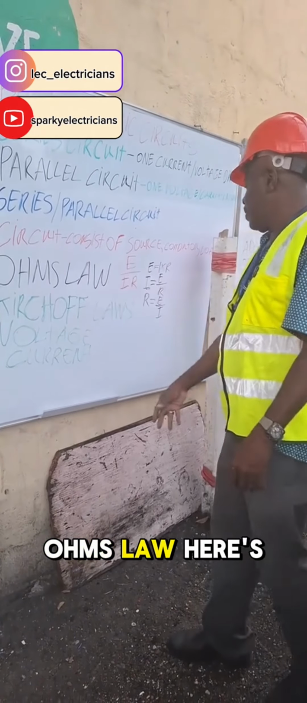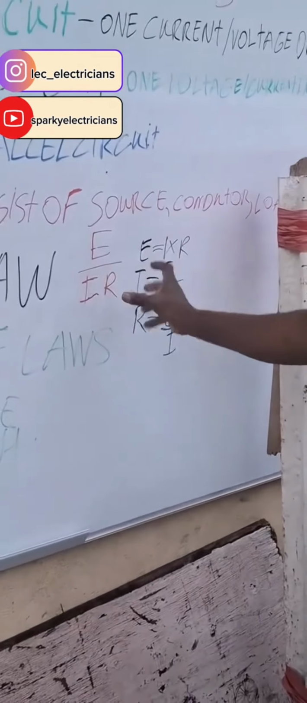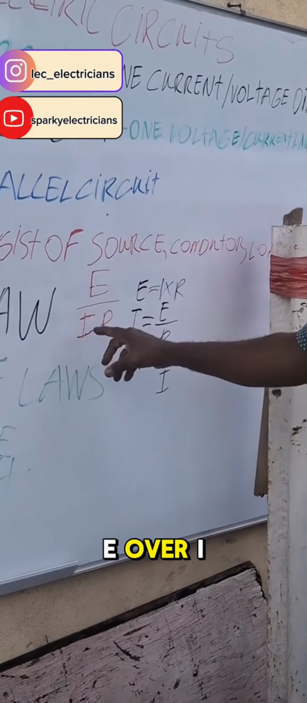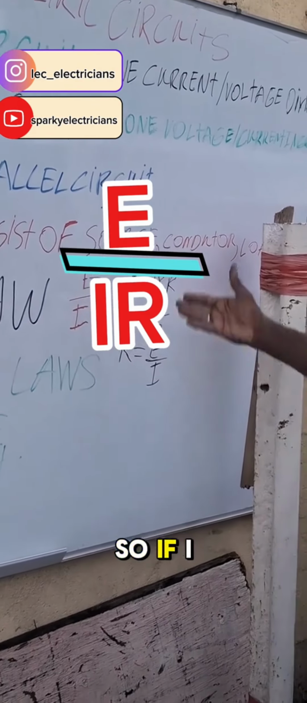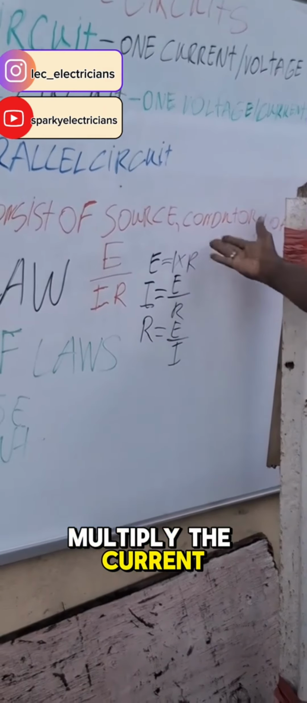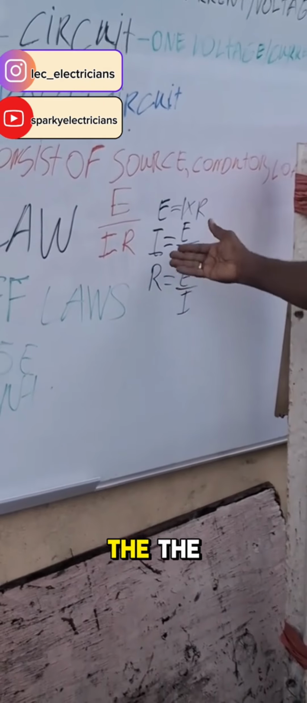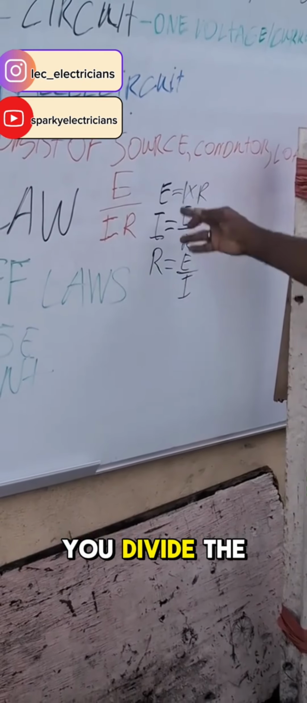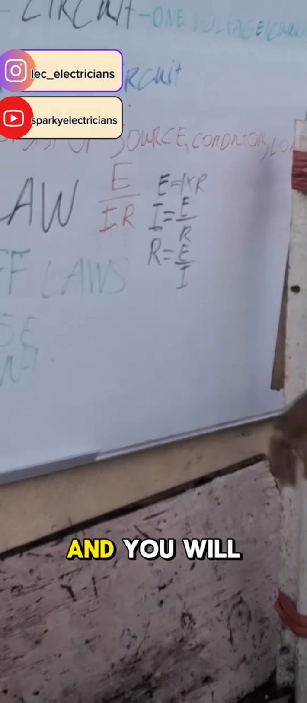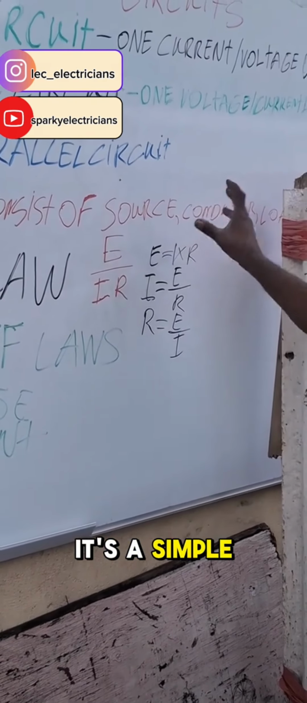And here's Ohm's law. Here's the E, the symbol for voltage: E equals I times R. If I want to find the voltage, you multiply the current by the resistance. If you want to find the current, you divide the voltage by the resistance. And if you want to find the resistance, you divide the voltage by the current. It's a simple Ohm's law.